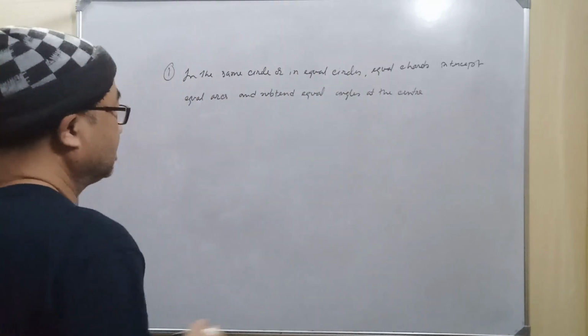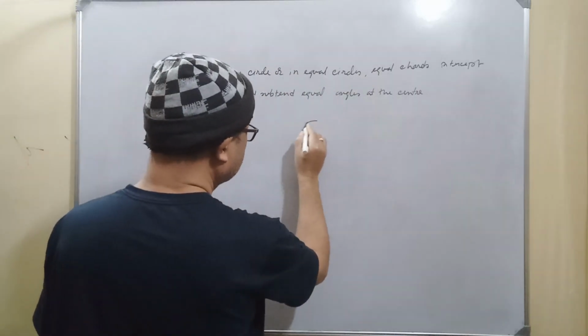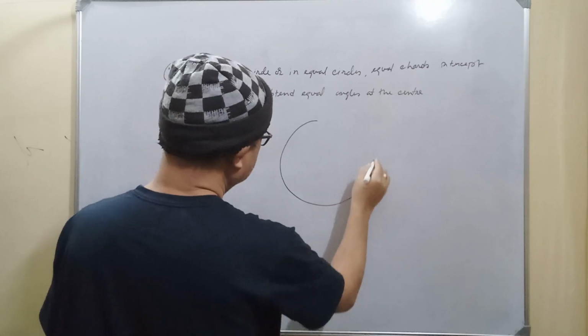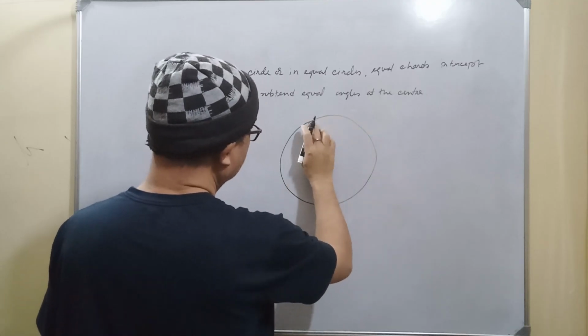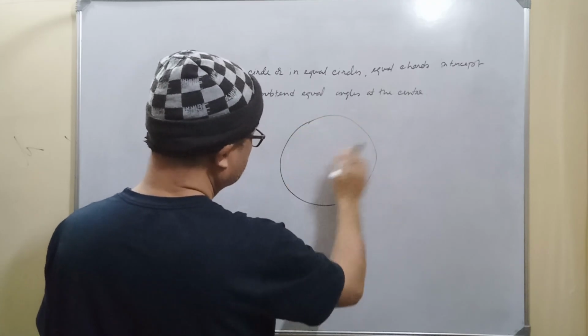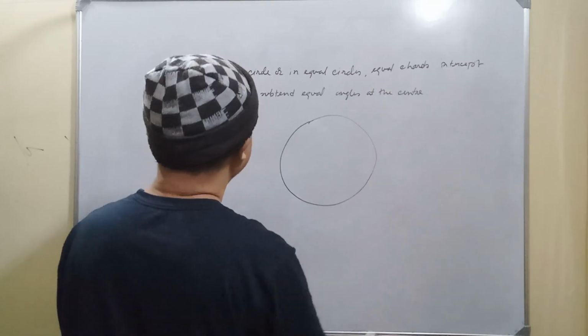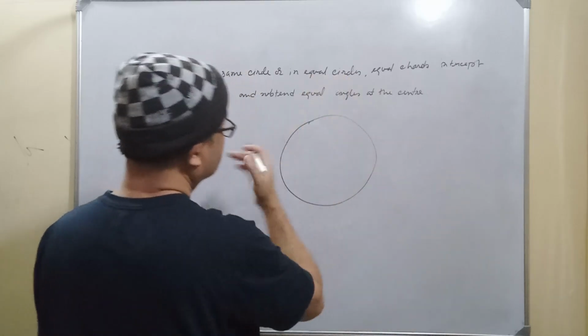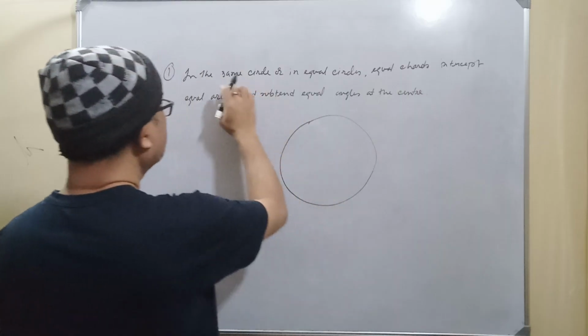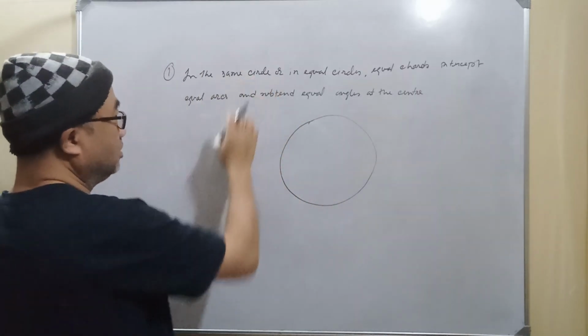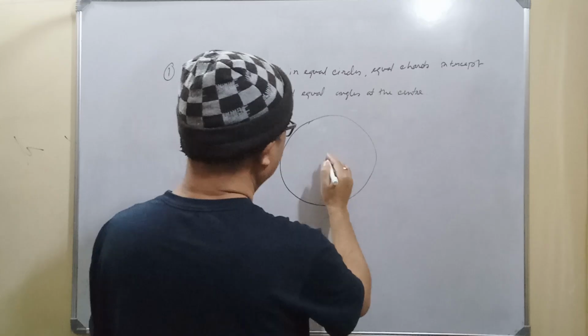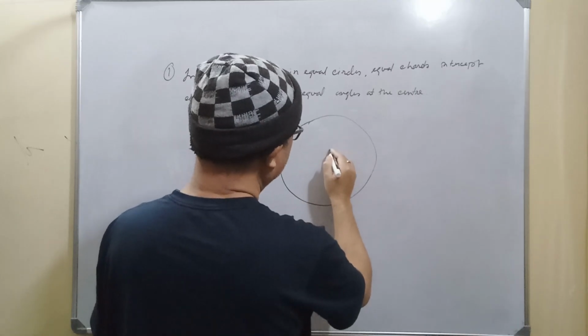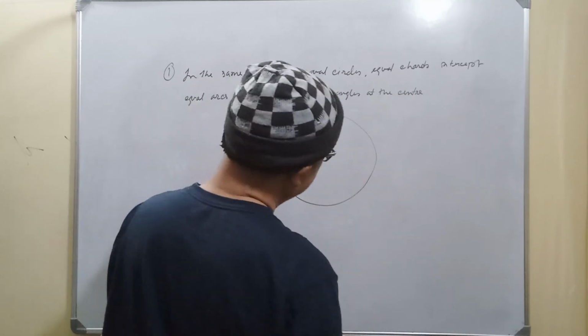It says that in the same circle or in equal circles, if we just clone it, we will get another circle, so it will be equal circles. So it is the same thing. So we'll take one circle, same circle. So this is the circle, okay. This is the center.